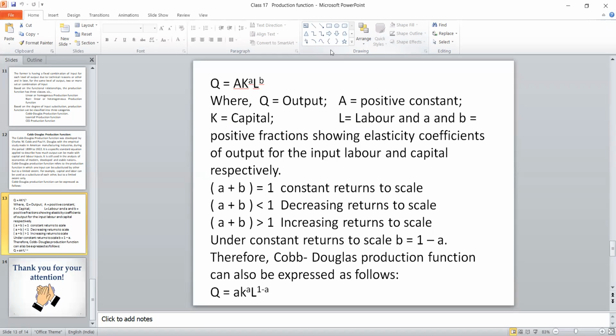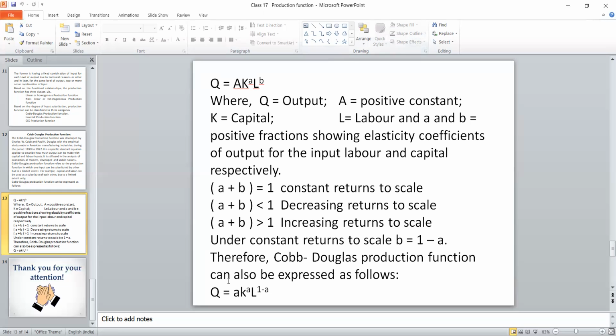Suppose it is less than 1, what do we have to say? It is decreasing return to scale. Suppose it is more than 1, then we have to say it is an increasing return to scale. Under constant elasticity of substitution or constant return to scale, b equal to 1 minus a. Why? Because a plus b equal to 1. So what is b? 1 minus a. So we can convert that particular Cobb-Douglas production function as quantity Q equal to a positive capital A.